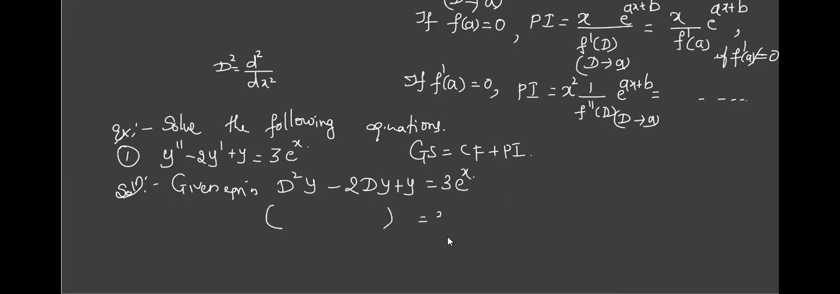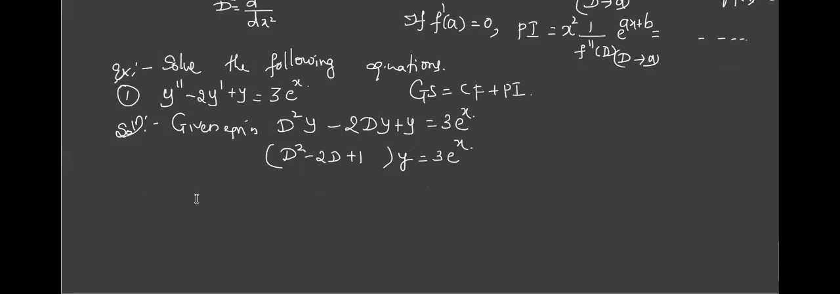What is the next step? Taking y common: D square minus 2D plus 1. Easy step, don't make a mistake. If the plus and minus go off, everything will be wrong then. Now, isn't it in the form f of D into y is equal to phi of x? Correct? Now, first we'll find which quantity, CF or PI? We have to find CF or PI.